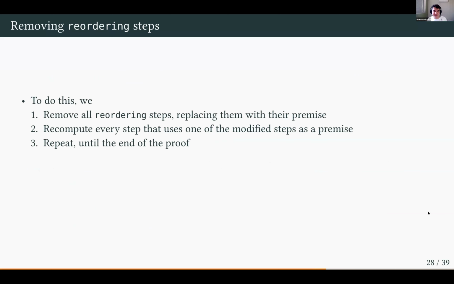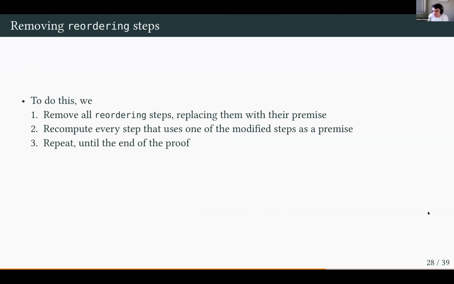So the general idea is that we remove the reordering steps and replace them with their premise. But then, of course, this is going to affect steps further down in the proof that use those modified steps as premises. So we're going to have to recompute those steps, which is not clear how we can do that. And then we're going to have another modified step. So we're going to have to recompute steps that use those as premises, and we're going to have to propagate these changes down the proof until we reach the end of the proof.